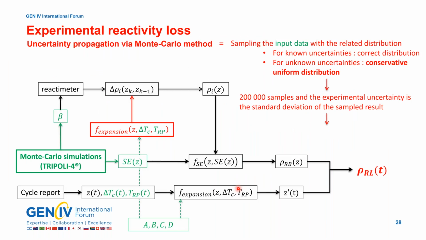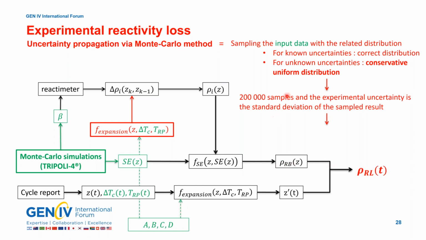So for that, we have made an uncertainty propagation via a Monte Carlo method, which means that we will sample the different input data that have uncertainties. In our case, we have done it 200,000 times so that we obtain 200,000 reactivity loss curves. The average of all of this sampling is the previous curve, and the standard deviation of all of these samples is the experimental uncertainties.